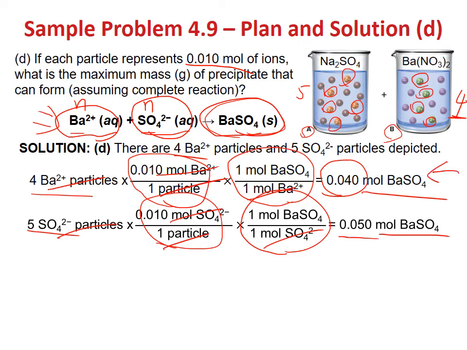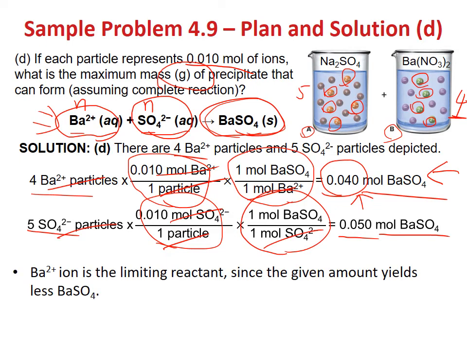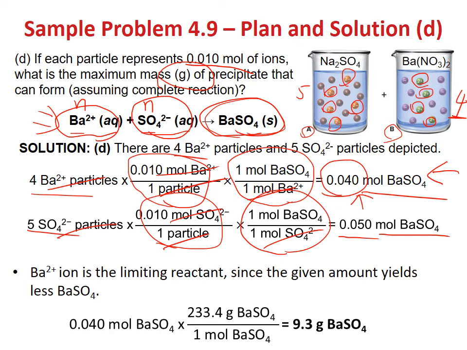And since this is smaller, that means barium is the limiting reactant, and sulfate only consumes part of it. So the maximum product would be 0.04 moles of barium sulfate. The question asks for grams of the product, so we need to multiply by the molar mass of barium sulfate, which is 233.4 grams. And so the answer is 9.3 grams of barium sulfate. And that's the maximum product that can be produced.